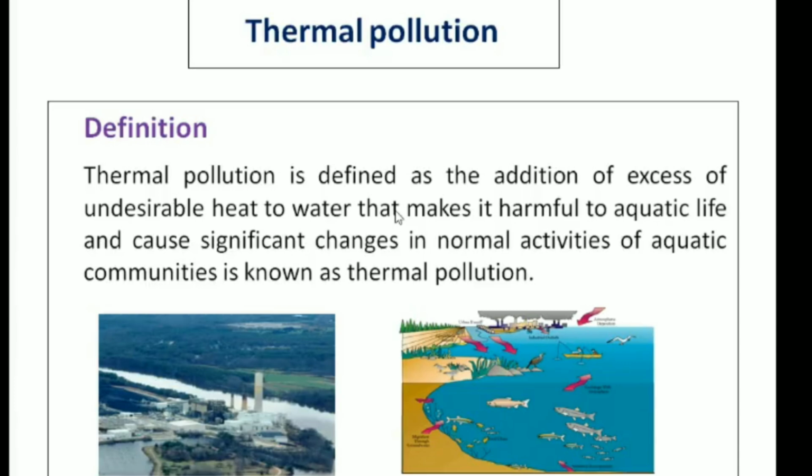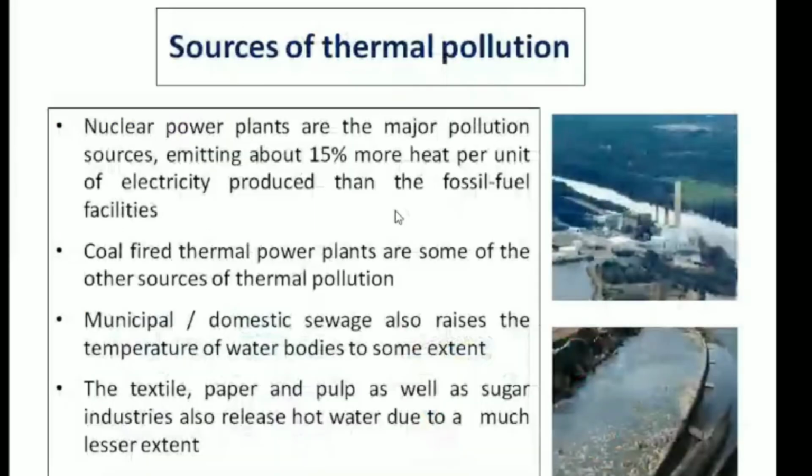In order to reduce this thermal pollution, different countries are equipping some industries with cooling ponds and cooling towers, so that you can bring the temperature of the water to normal conditions, and then discharge that water into nearby water bodies. If hot water is discharged directly, it leads to different problems. But if hot water is cooled and then discharged, you can avoid this thermal pollution. So now some countries are adopting this method.